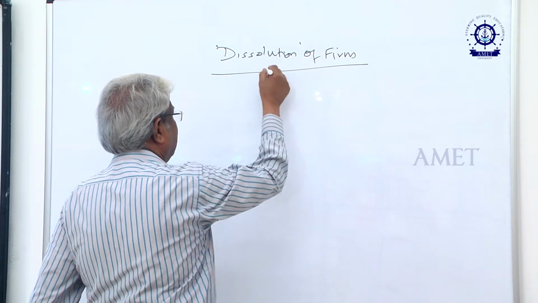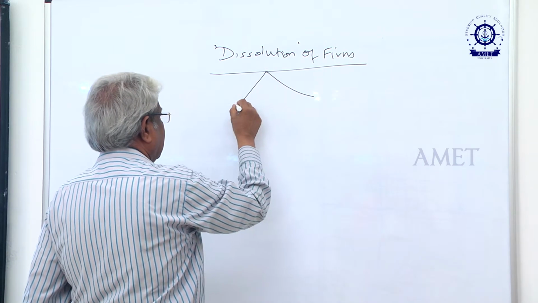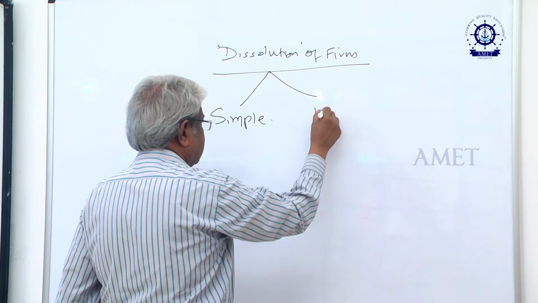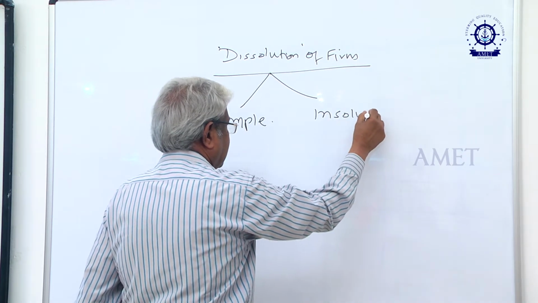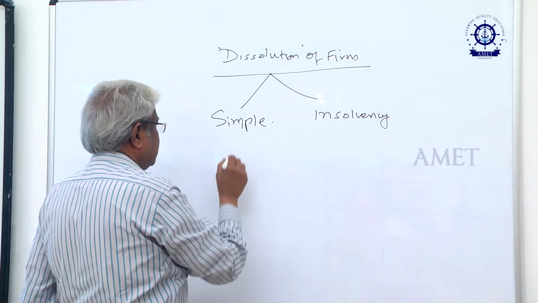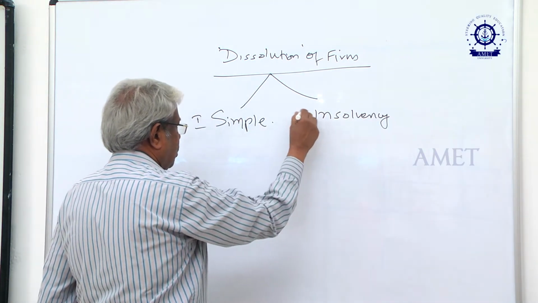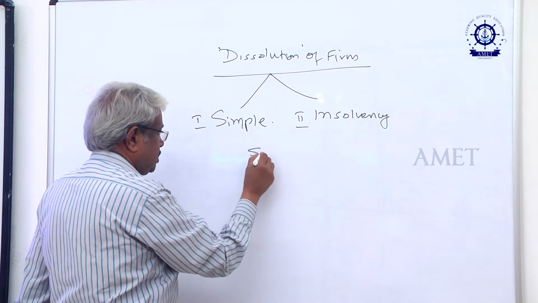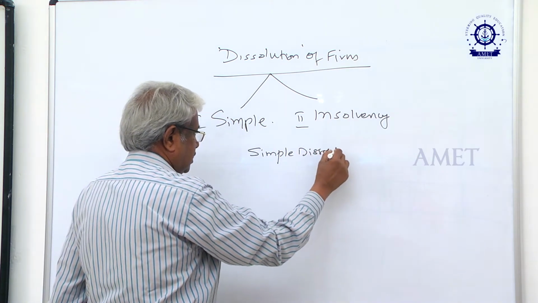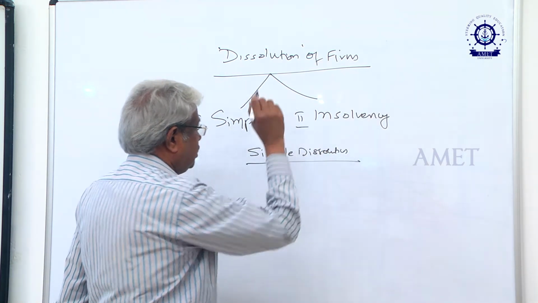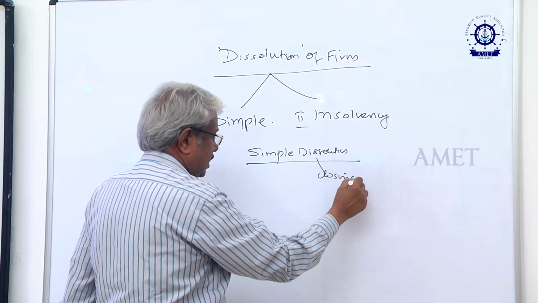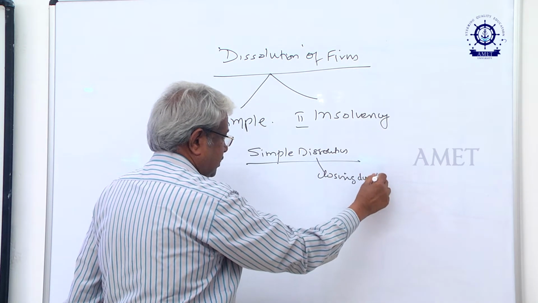Dissolution of firms are of two types, namely simple dissolution and insolvency. So we take up the first one, simple dissolution now. And the simple dissolution of partnership, what takes place? So dissolution means closing down of the business. Closing down of the business.